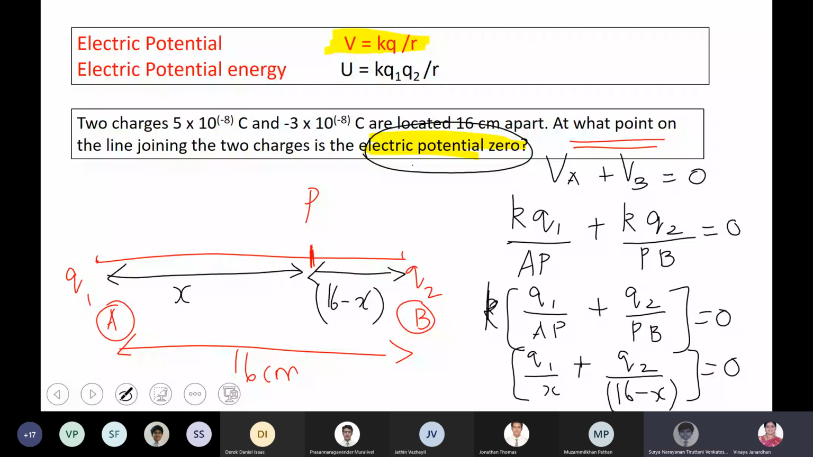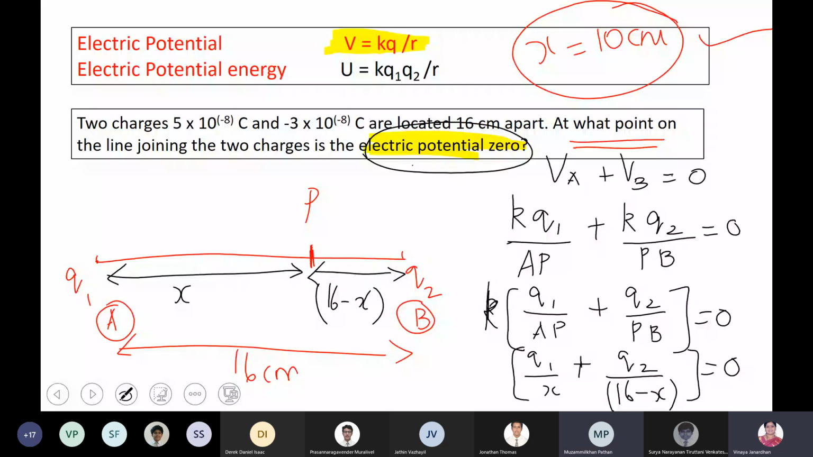Ma'am, but didn't we take x in meters? Yeah, even if you take it in meters, boys, it gets cancelled off. You can take x in meters, it gets cancelled. I just want you to find the value of x. Ma'am, the value of x is 10? Correct.